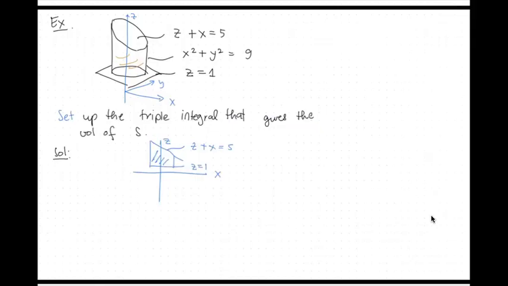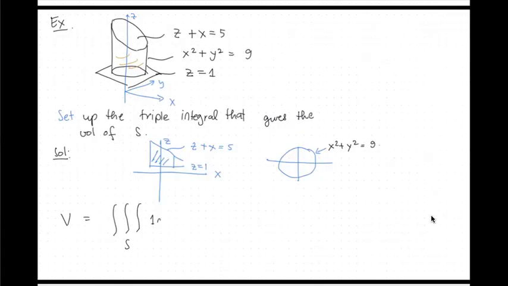And then if you look from above, this has equation, of course my circle is not nice here, anyway, equation x squared plus y squared equals 9. And we want the volume. So the volume will just be the triple integral over the solid S of 1 dV. For volume, remember it's just 1 and then dV.